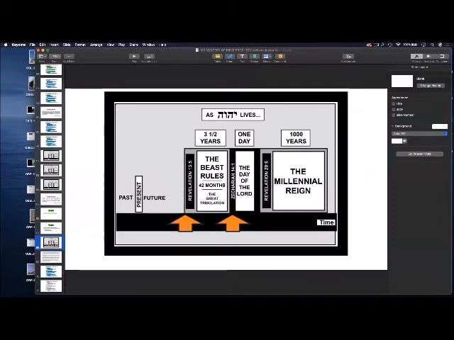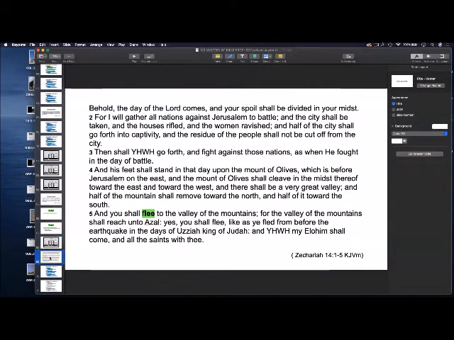Now we should have a reference at the end of the 3.5-year period, and that lies in Zechariah chapter 14. Behold, the day of the Lord comes, and your spoil shall be divided in your midst.